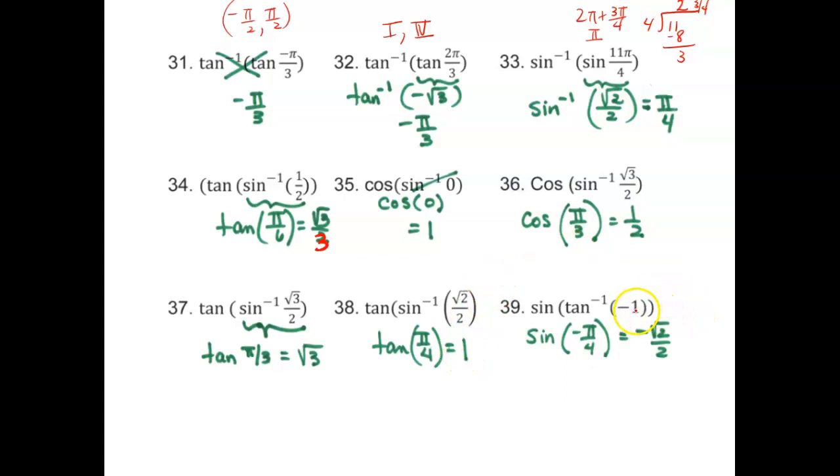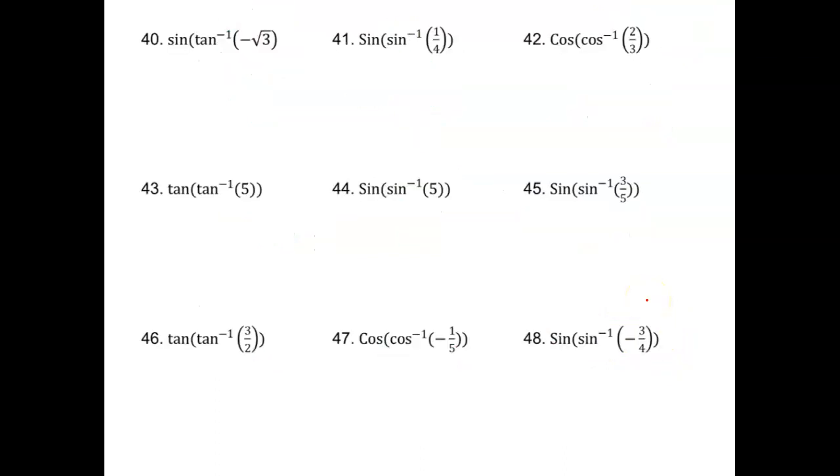And then here we've got where is tangent negative 1. So that's going to be in the fourth quadrant that it's negative. So that would be 7 pi over 4, which we'll write as negative pi over 4. And the sine of negative pi over 4 is going to be negative square root of 2 over 2. Okay, and here's a few more if you'd like to practice more.